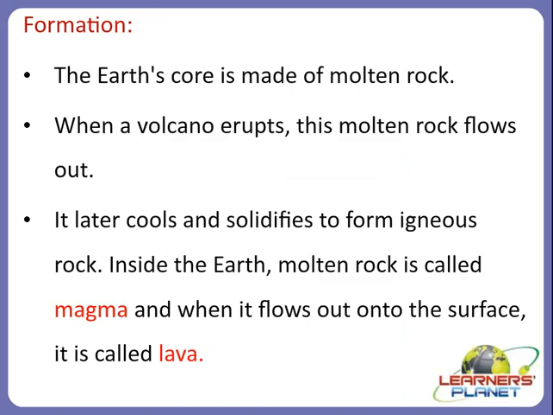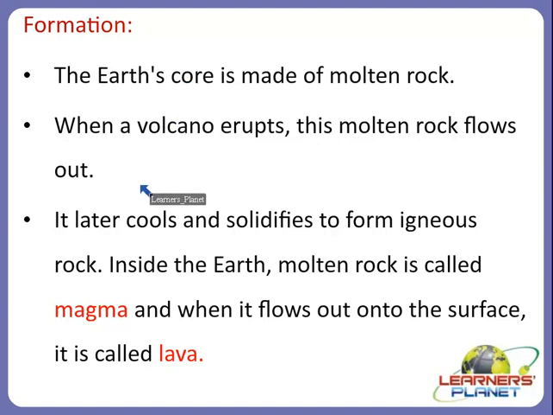Yes, the formation took place in this way: the earth's core is actually made up of molten rock. Molten means hot and liquid. So initially the rocks were in a hot and liquid state, right? And as you know, the earth's core is made up of molten rock. It is now also made up of molten rock. It is very hot and liquid, as we saw in the picture of the earth's core, right? So when a volcano erupts, this molten rock flows out. It flows out, and what happens?